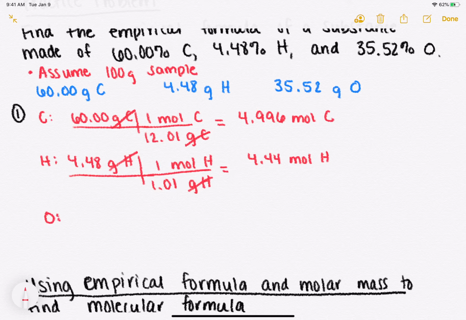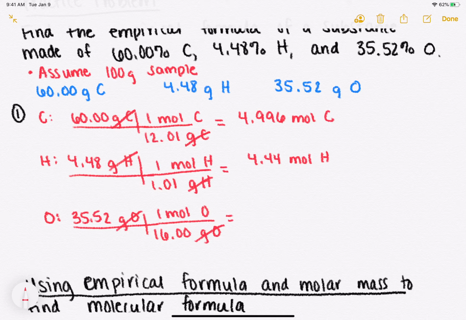And finally, for our oxygen, we have 35.52 grams of oxygen. Oxygen has a molar mass of 16.00 grams per mole. We can cancel our units, ending up with moles of oxygen. And that would give us 2.220 moles of oxygen.